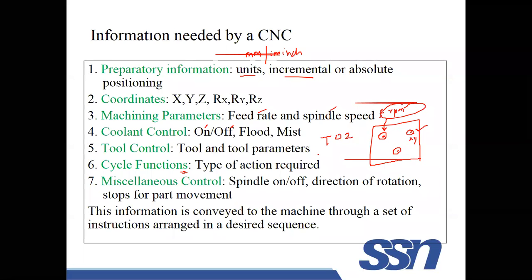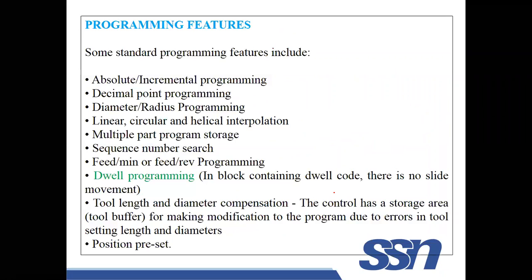Okay, the miscellaneous control is spindle on, spindle off, and direction of rotation. Whether the spindle needs to rotate clockwise or anti-clockwise, that you can define. Okay, these are all the information required for writing a CNC program. So here, the sequence number, feed, everything I have discussed in the previous slide. Here, another one is dual programming.